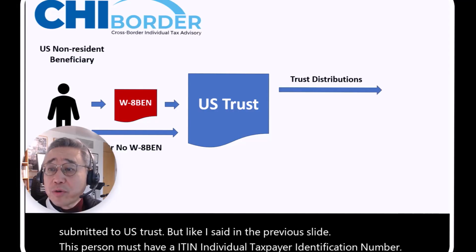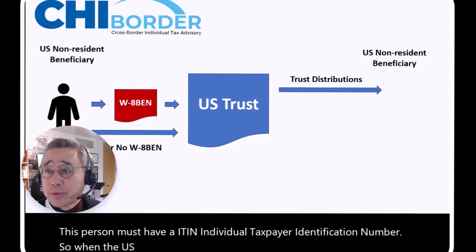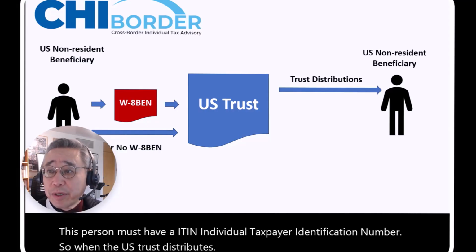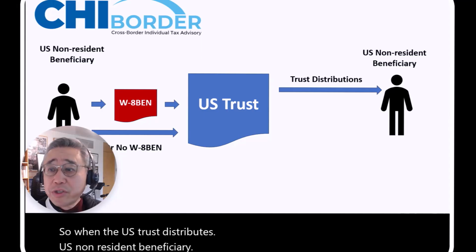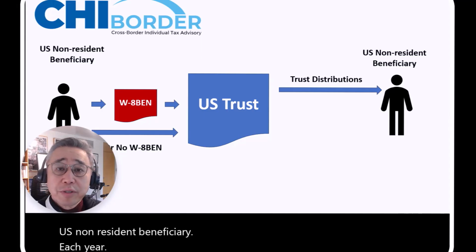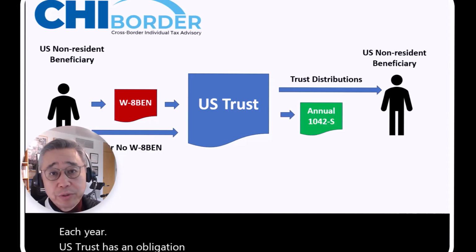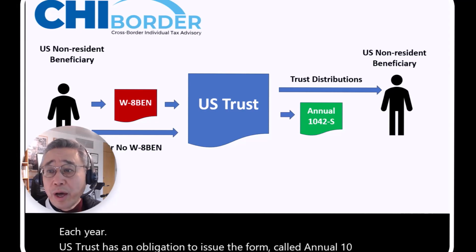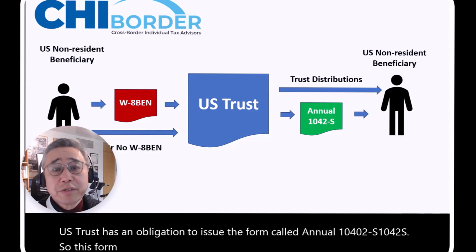So when the U.S. trust distributes to a U.S. non-resident beneficiary, each year the U.S. trust has an obligation to issue a form called the annual 1042-S. This form is an annual form. It's similar to Form 1099.